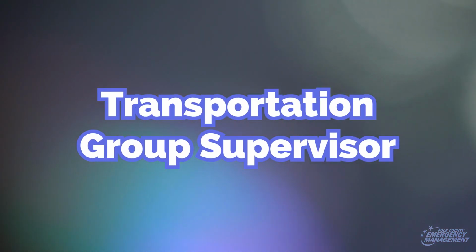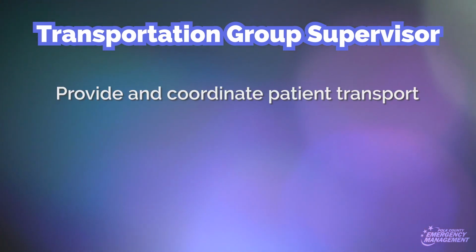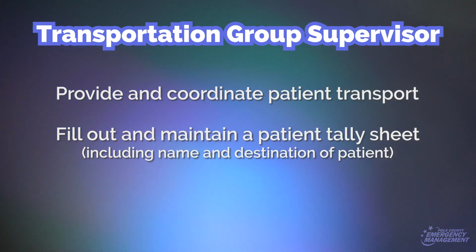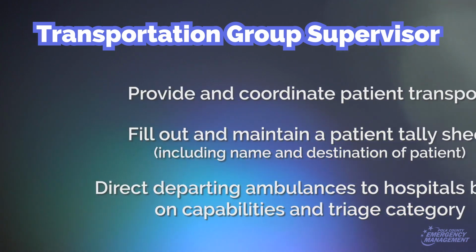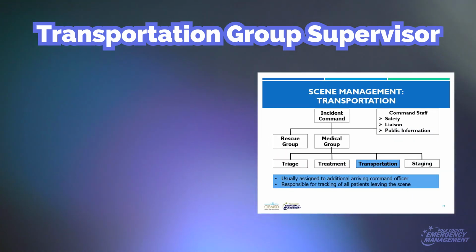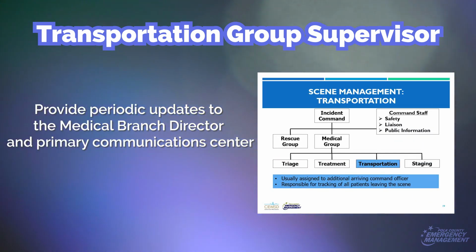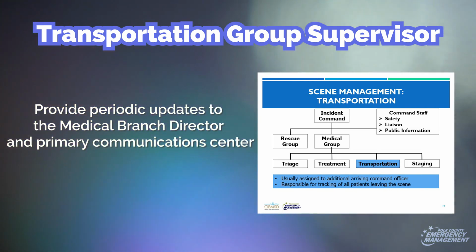Transportation Group Supervisor. The Transportation Group Supervisor will provide and coordinate patient transport, fill out and maintain a patient tally sheet, including name and destination of patient, and direct departing ambulances to hospitals based on capabilities and triage category. The Transportation Group Supervisor will also provide periodic updates to the Medical Branch Director and the Primary Communications Center.